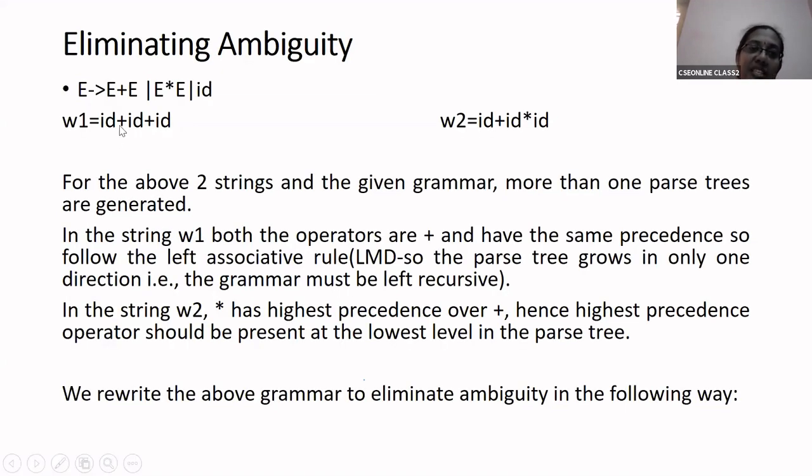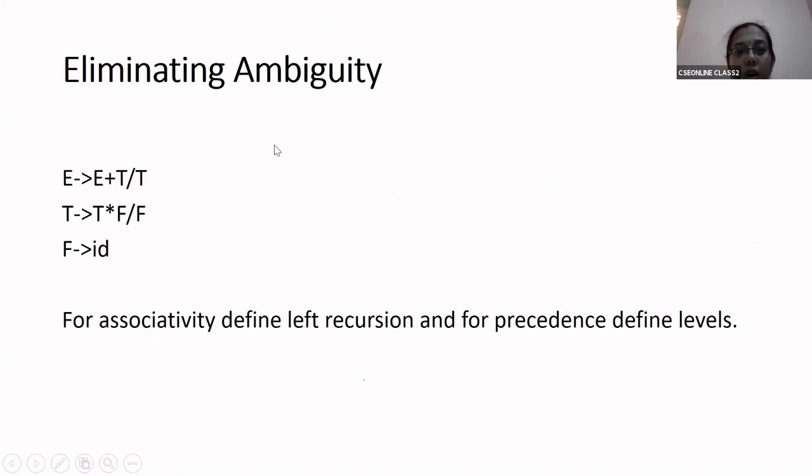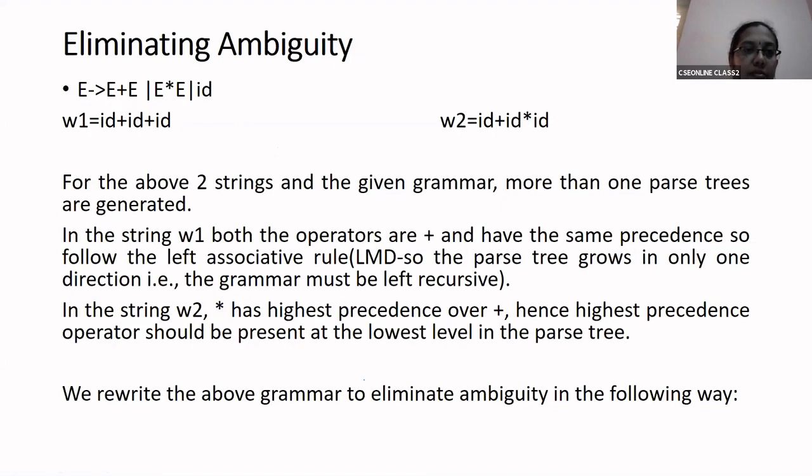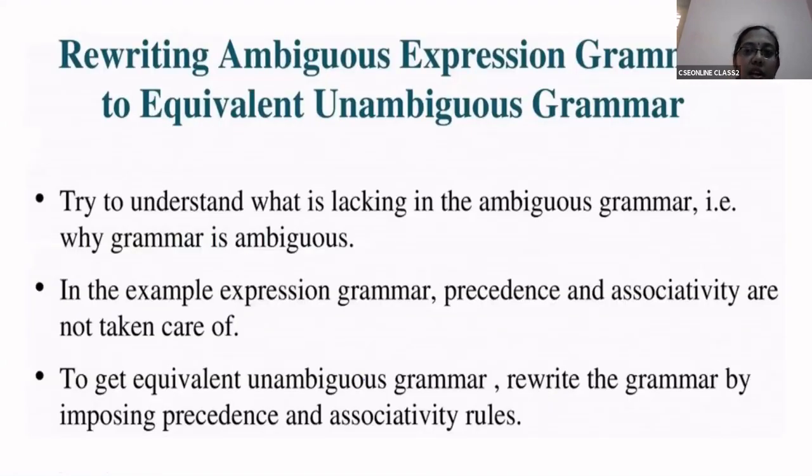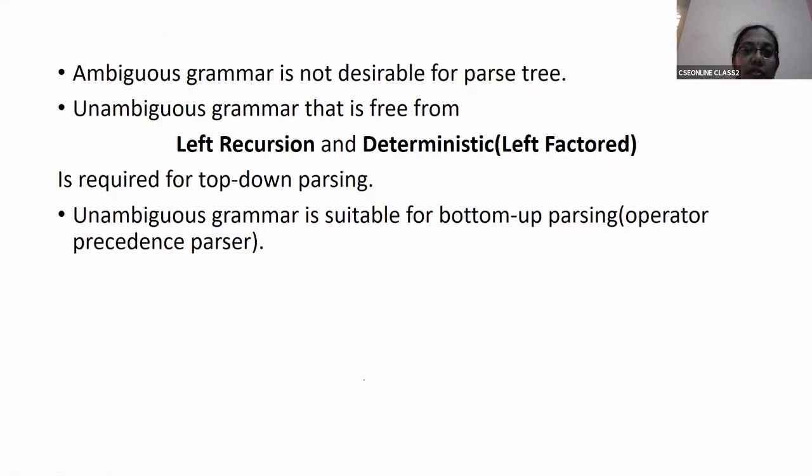E derives E plus E or E into E or ID. Okay. You're done with the first condition. What was the first condition? The grammar should be unambiguous. It should not be ambiguous, that is, it should not generate more than one parse tree. And once you're done with the ambiguity, the next condition is that your grammar should not have left recursion. It should be free from left recursion.